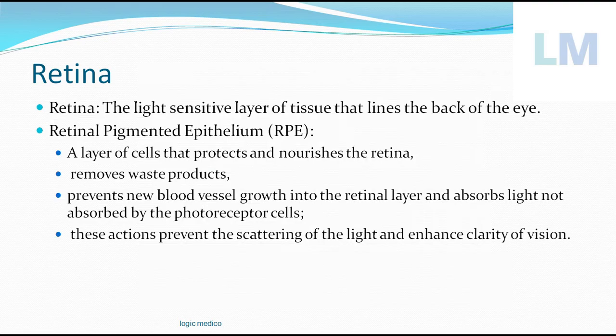So the retina is a light-sensitive nervous layer of the eyeball. It lines the back of the eye, that is, the posterior 5/6 of the eye. The function of the retinal pigment epithelium, a layer of cuboidal cells with microvilli-like projections, is that it protects and nourishes the retina. It removes the waste products from the retina. We don't want any waste products over there. It prevents new blood vessels from growing into the retina and absorbs the extra light which is not gathered by the photoreceptors, as I just told you, to prevent overexposure of the image. This prevents the scattering of the light and enhances the clarity of vision. That is also a function of the retinal pigment epithelium.